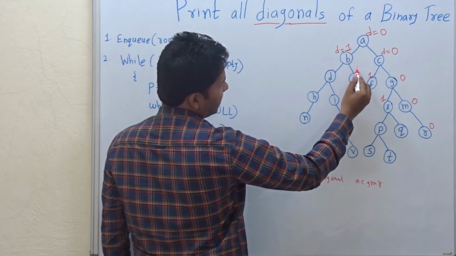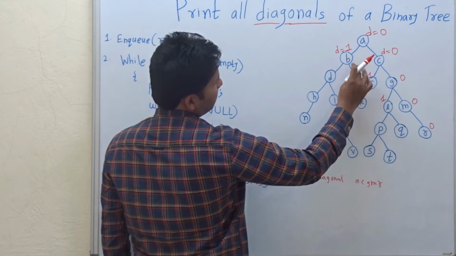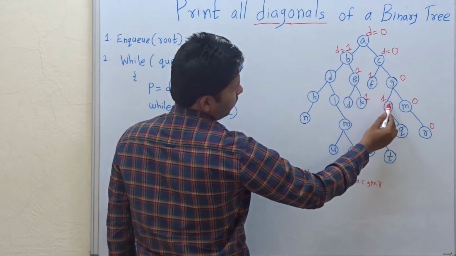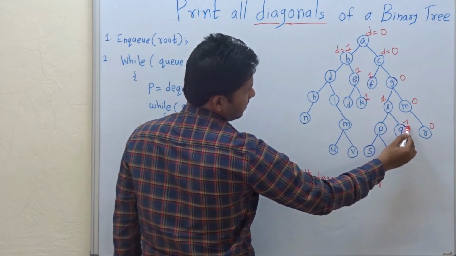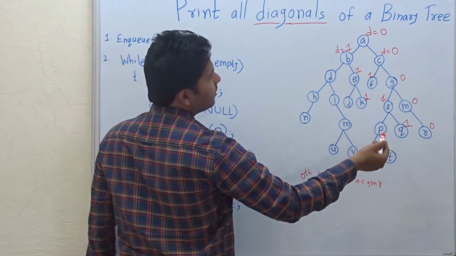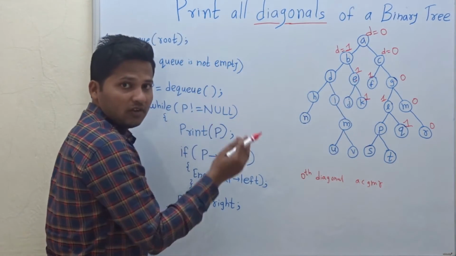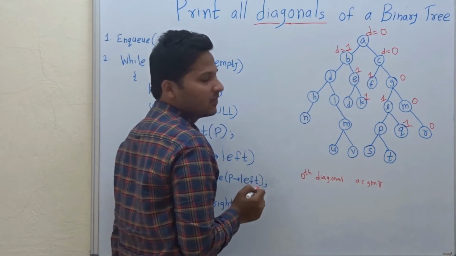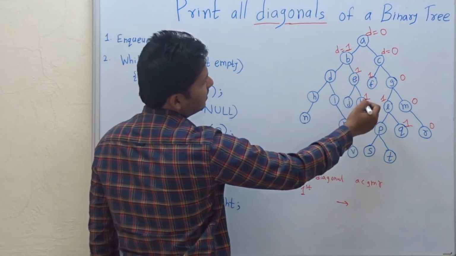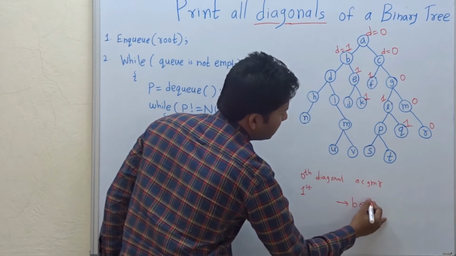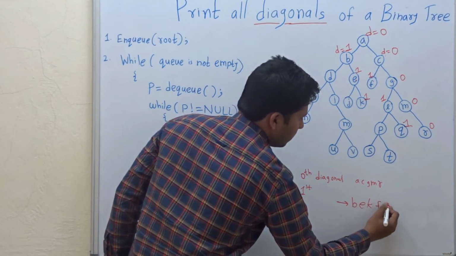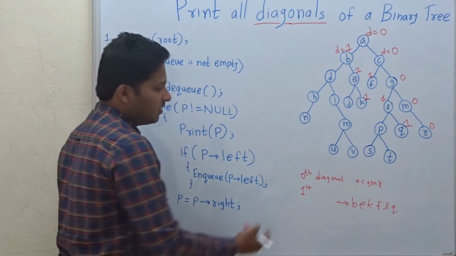So 1, its right child is E, so that is same distance 1. Then its right child is K, so the same distance. Now for this node its right child is the Q, so the same distance. Check whether any node is left. No. So we have covered all the nodes with distance 1. So our first diagonal will be now BEK FLQ. This is the first diagonal.